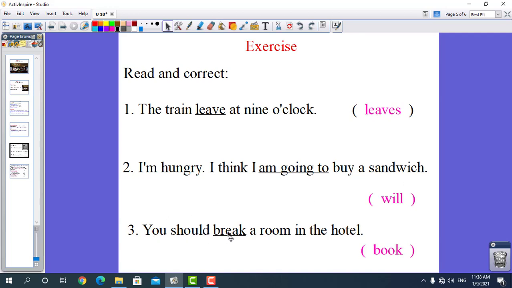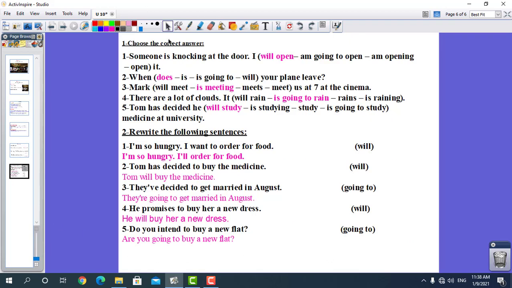Number three, you should break a room in a hotel. No. The word break is not correct. We have to use the word book or reserve. Okay? Some more exercises. Someone is knocking at the door. Here we have will open, I'm going to open, I'm opening, or open it. So someone is knocking at the door. I will open it.